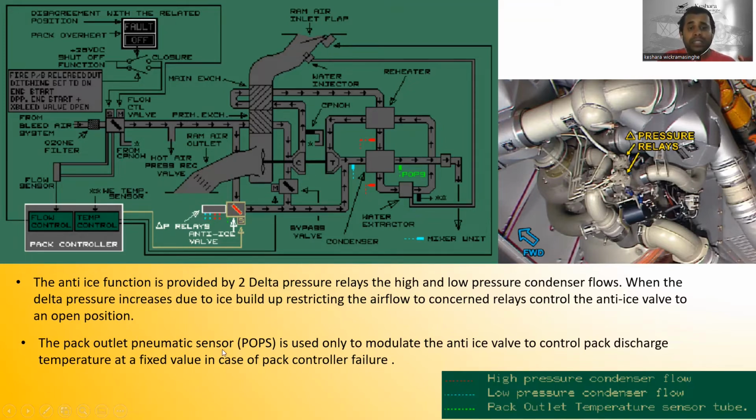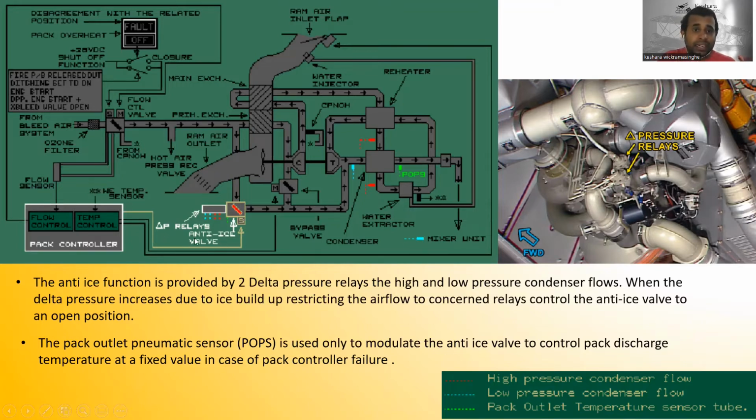So the pack outlet pneumatic sensor, this is the pack outlet pneumatic sensor, right? Here you can see the pack outlet pneumatic sensor. The pack outlet pneumatic sensor is used only to modulate the anti-ice valve to control pack discharge temperature at a fixed value in case of pack controller failure.